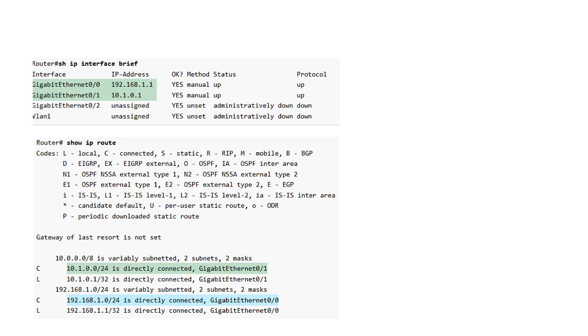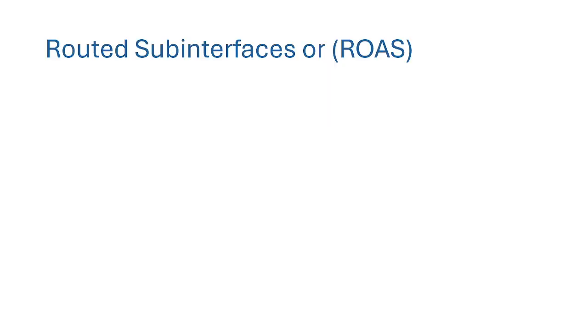Okay, so this is the router command, show IP interface brief, where you can see the two interfaces configured, and then you can see the route table. That's it, all up. When you send the traffic, you don't have to do anything. It will be done in a minute.